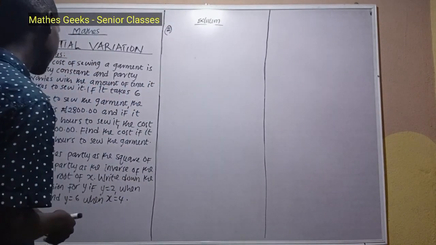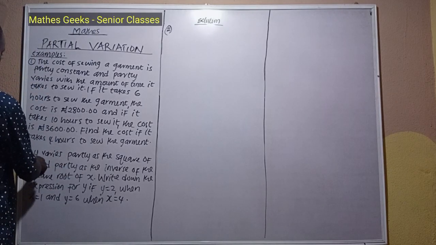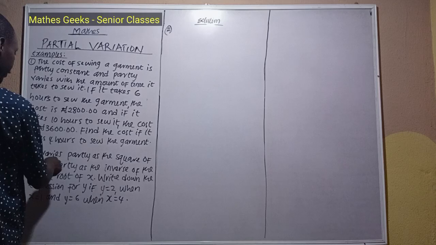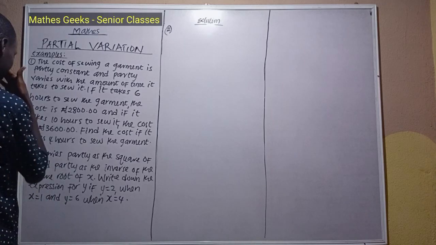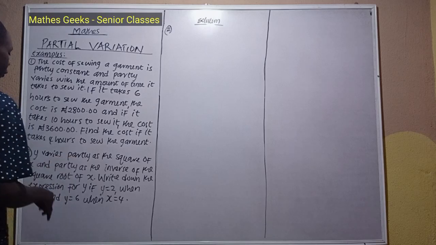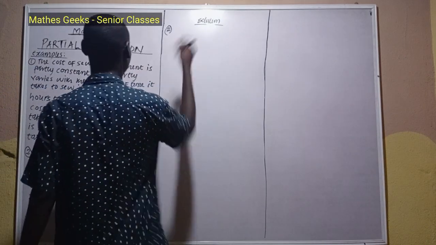Y varies partly as the square of x. I'm taking note of this question. This part says y varies partly. It didn't say y varies. Okay, it didn't say y is partly constant, but I say y varies. So for the first part of the sentence, there's a variation. So y varies partly as the square of x.